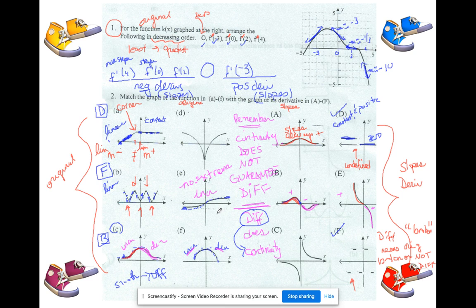Right? Pretty cool. But notice at the point of inflection where the slopes changed from increasing to decreasing. When the slopes went from increasing to decreasing, my original had a point of inflection.